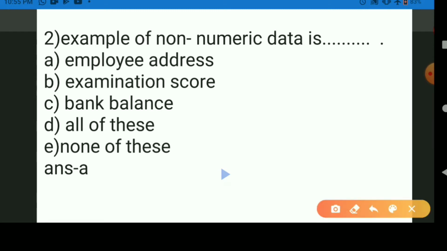Question number 2. Example of non numeric data is employee address, examination score, bank balance, all of these, none of these. Example of non numeric data is employee address.